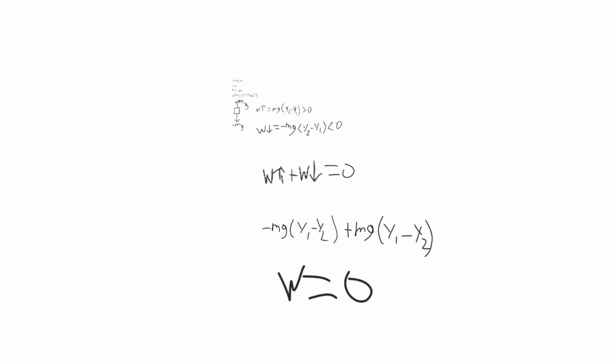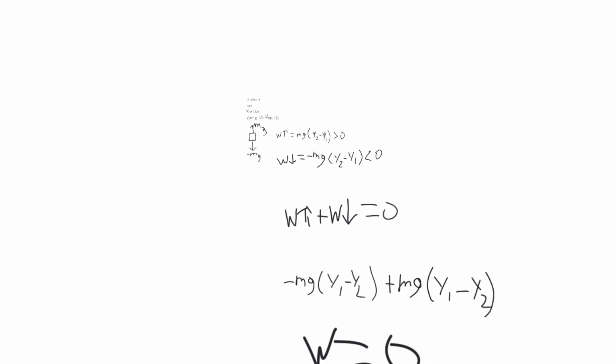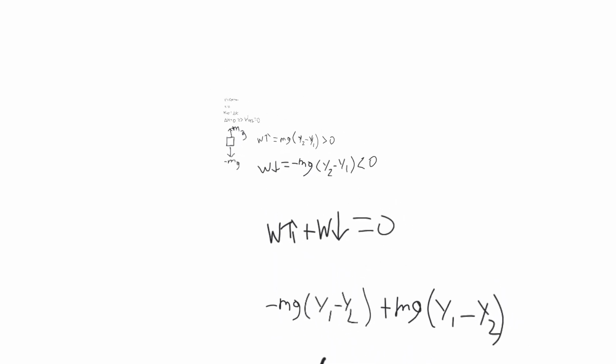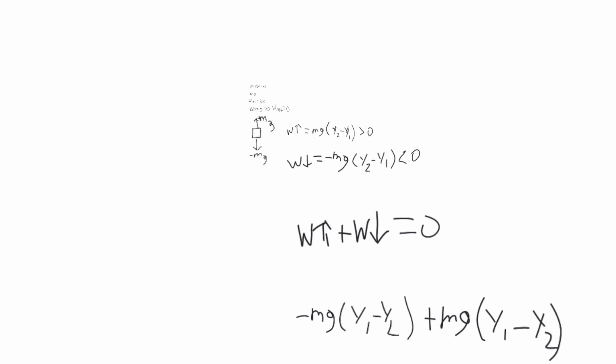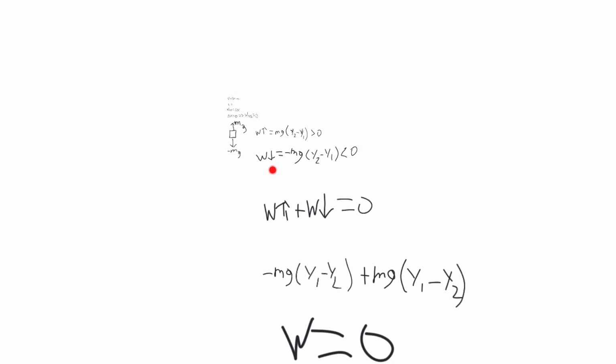Right, now for part B, it says what is the work done by the man. Now the work done by the man is the applied force going up, represented right here, right? This is the work done by the man, mg (y2 minus y1). And part C says the work done by the weight. Well, that's the work going down, and that's negative mg (y2 minus y1), which is the negative value, right? And that's it.